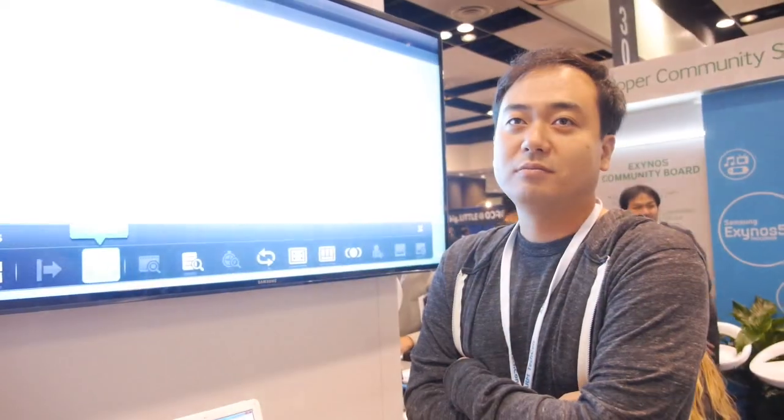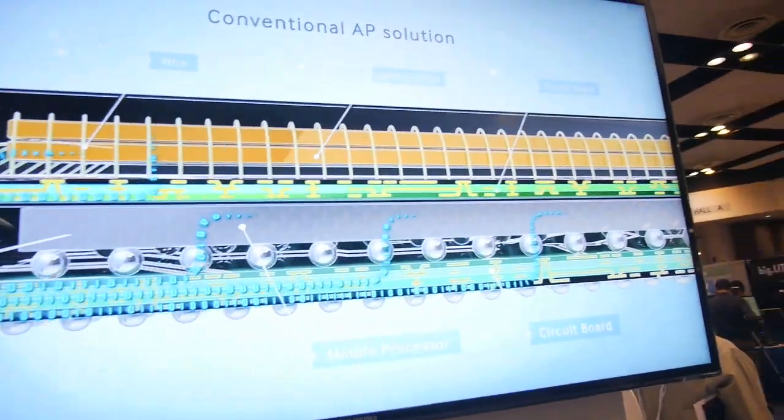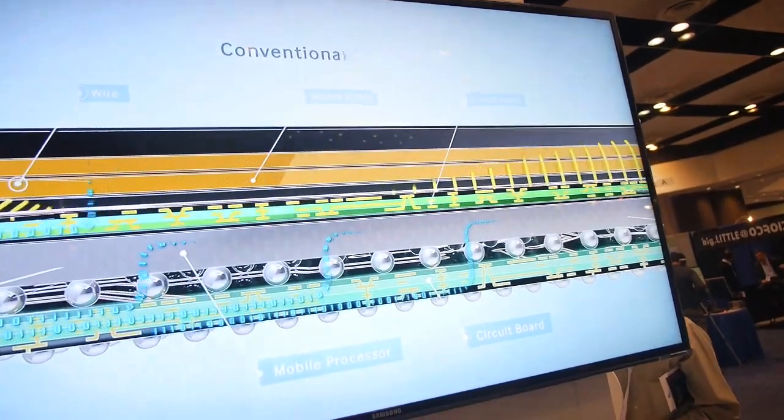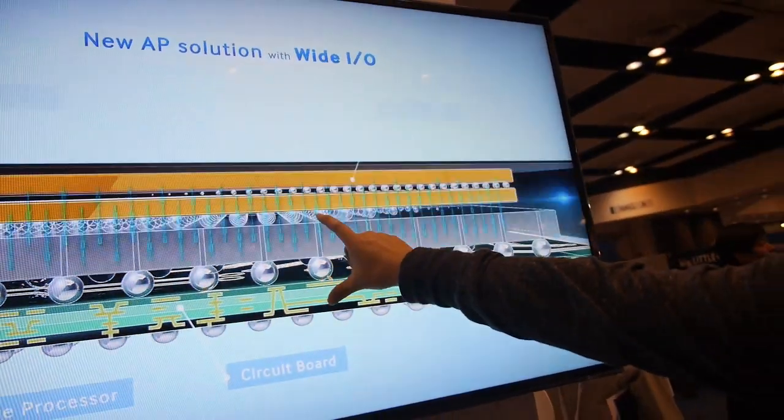So when we talk about 17 gigabytes per second, how does that work? How can it be so much data per second? From where to where? What is this? This shows the package structure. What is this? What is that? This is the LP-DDR and this is the application processor.